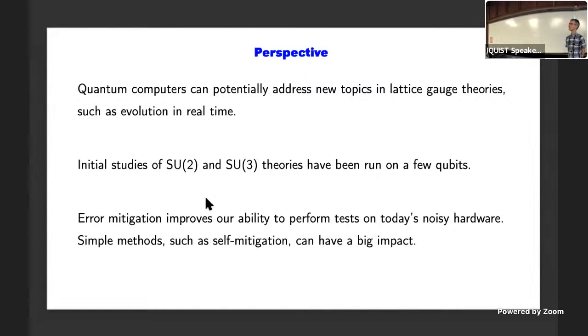For that nice talk. Questions from the audience? Yeah. Okay, so the question for folks on Zoom is, how good of a quantum computer do you need before it's useful?